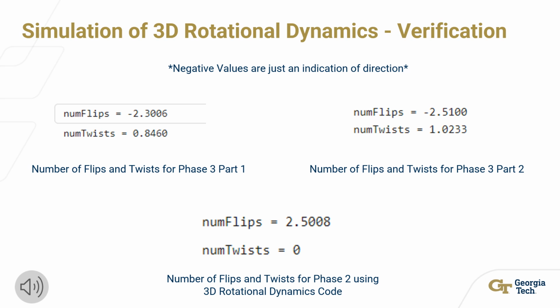So for phase 3 part 1, we computed negative 2.3006 flips and 0.8460 twists. Now for our custom dive in phase 3, or our perfect dive you could say, we computed 2.51 flips and 1.0233 twists. And finally, we verified our results from phase 2 using our 3D rotational dynamics code, and we got 2.5008 flips and 0 twists.